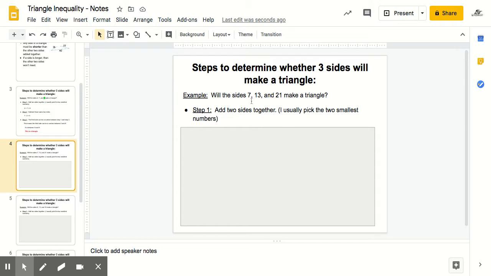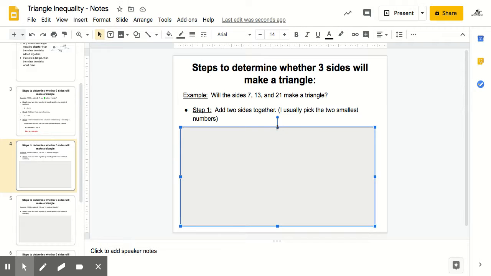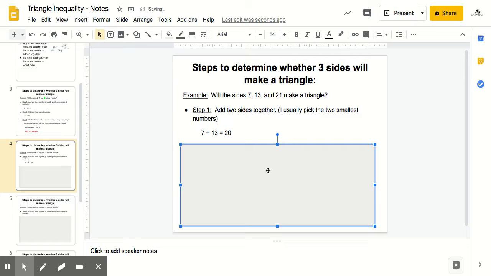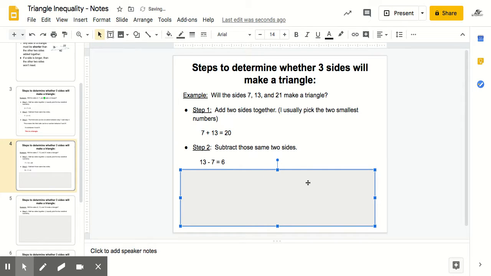This one says, will the sides 7, 13, and 21 make a triangle? Okay, so step one is to add two sides together. Again, I'm going to use the two smaller numbers, so I'm going to use 7 and 13. I'm going to add 7 and 13 together. When I do that, I get 20. Okay, now step two is to subtract those two sides. So you can't go pick different sides. You have to use the two sides that you started with in step one. So now I'm going to subtract 13 minus 7, and we get 6.